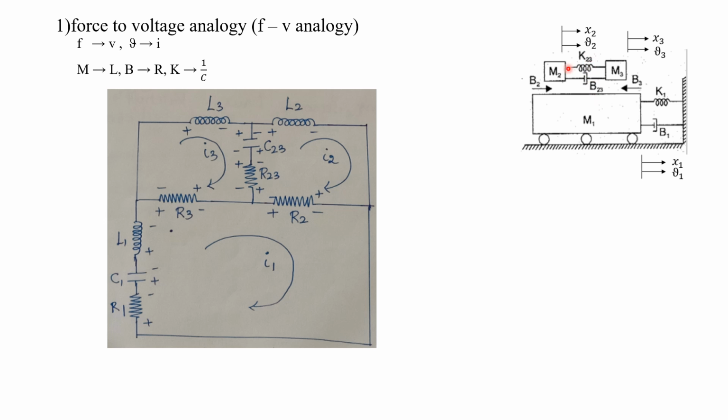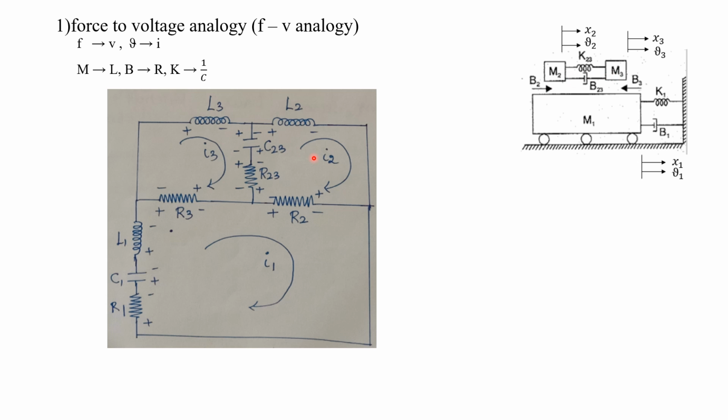What is K? K is transformed into C. So here we have to write C23 in between M2 as well as M3. Now the next element is B23. B corresponds to R, so it will be R23. So here you have to write R23. This K23 as well as B23 are connected between M2 as well as M3.